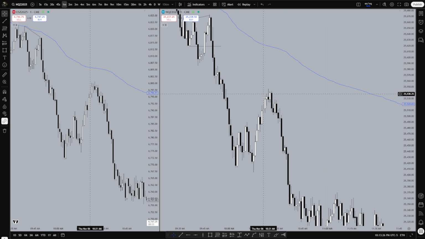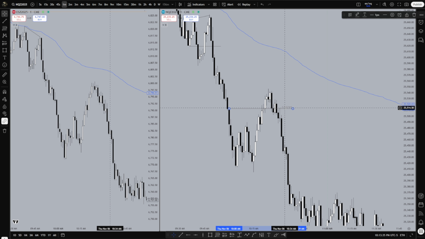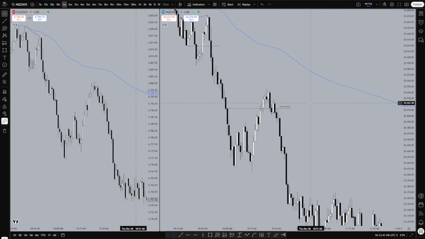Now, there was one other good internal SMT entry today, which was this right here. So this was our 10 a.m. open candle right here. And as you'll see, there was no wick left on this, okay? So this is going to be called a devil's mark. Now, a devil's mark is essentially when you have a candle with no wick on it, right?